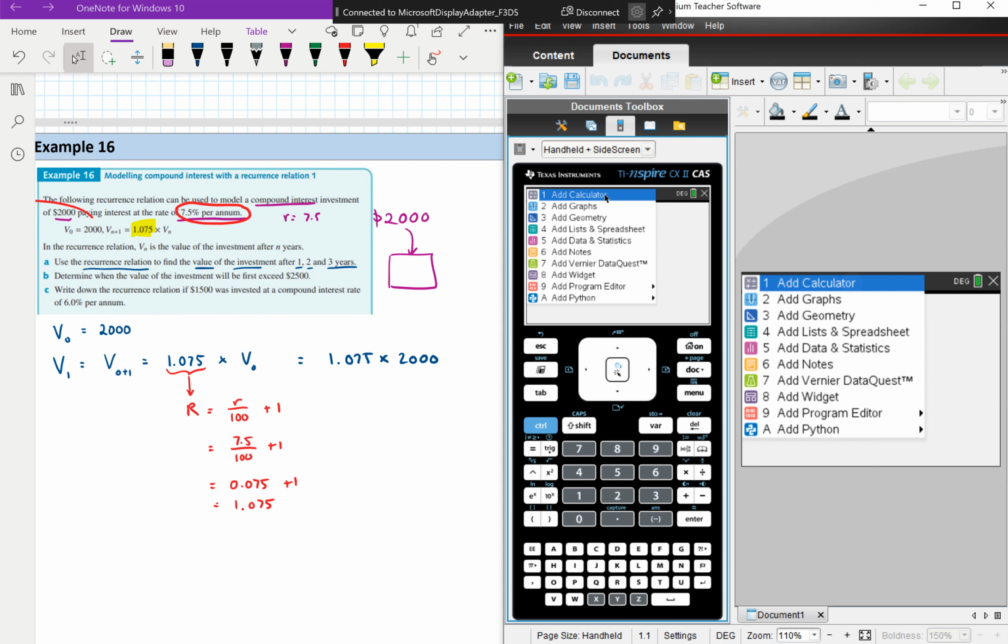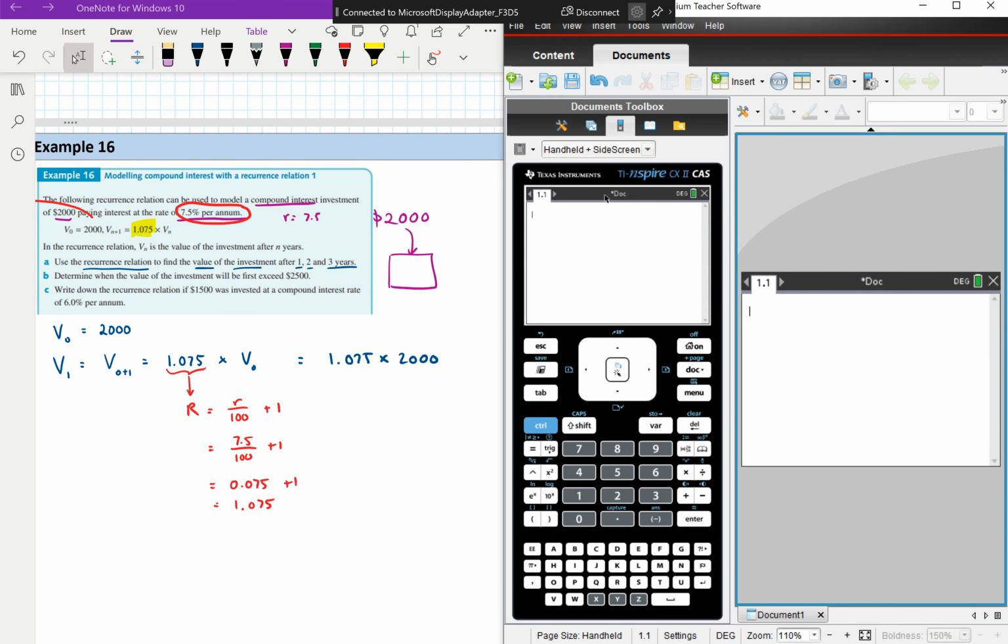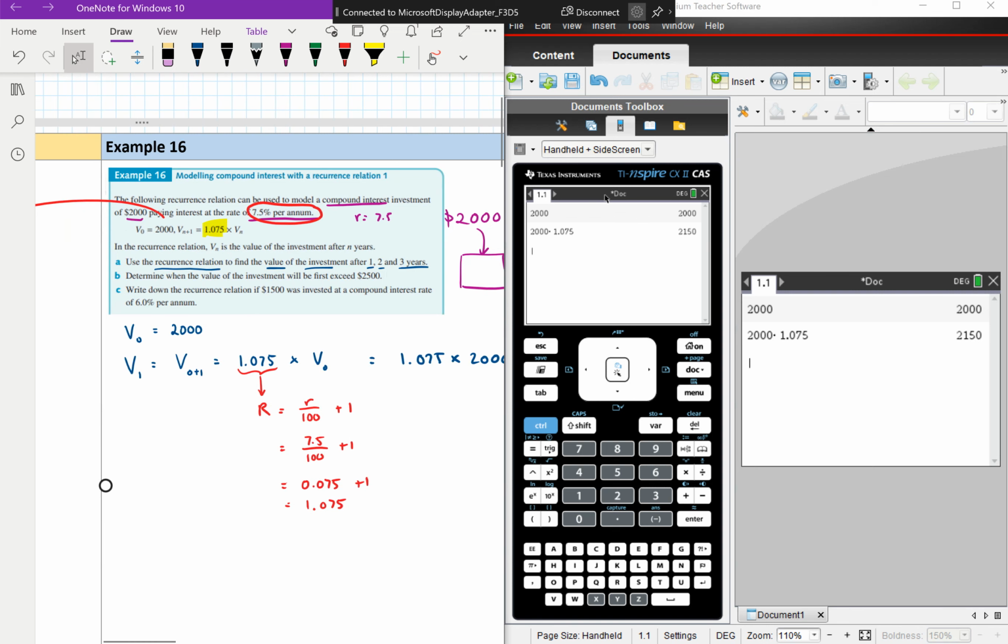On the calculator, I start off with 2,000. So this is the long method. This is the recurrence method. You type 2,000, press enter. So I start off with 2,000. What am I going to do with that? I'm going to times it by 1.075. I press enter. So this is my rule. After the first year, I get $150 extra. Okay, so I now have 2,150. This is after V1, which is after 1 year.